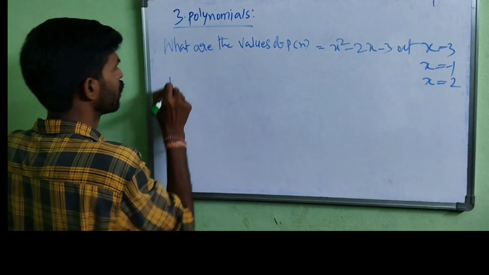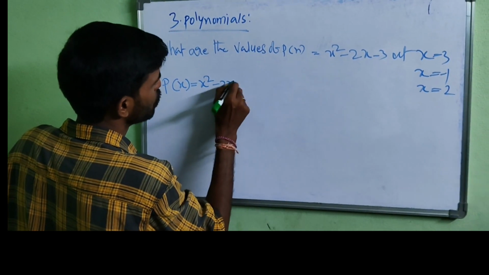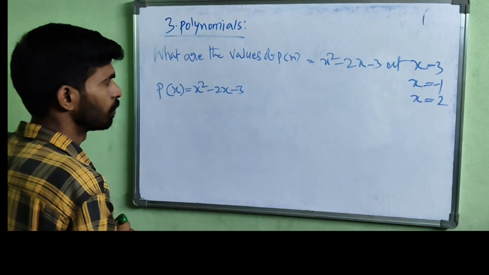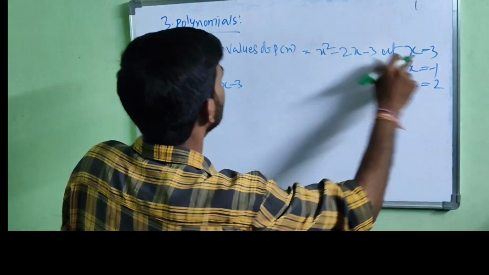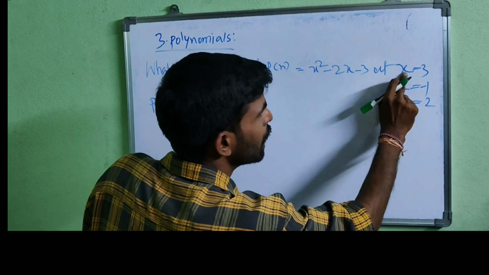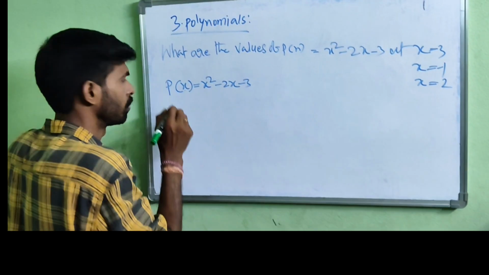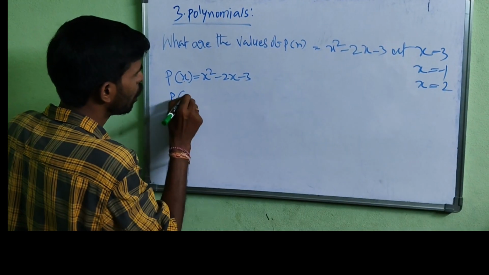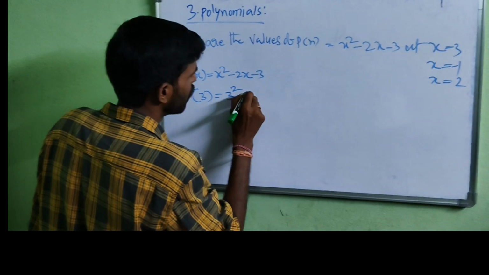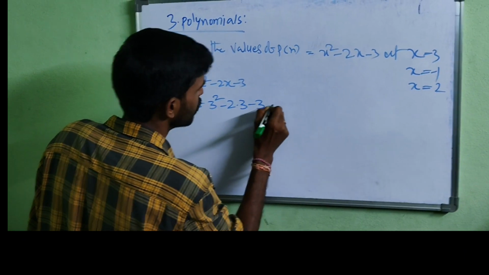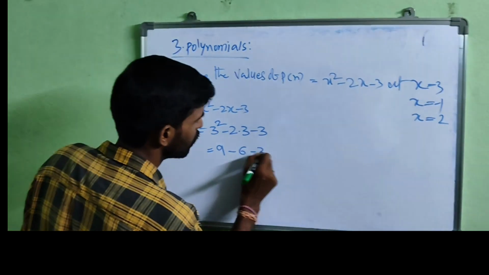Simply, p of x equal to x square minus 2x minus 3 is the equation. Now we need to find the value of p of x if we substitute x equal to 3. Here, in the place of x we need to substitute 3. So first we need p of 3: 3 square minus 2 into 3 minus 3, right? 3 threes are 9, minus 2 threes are 6, minus 3.